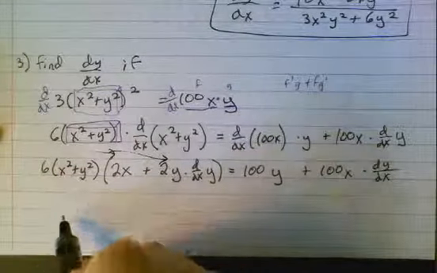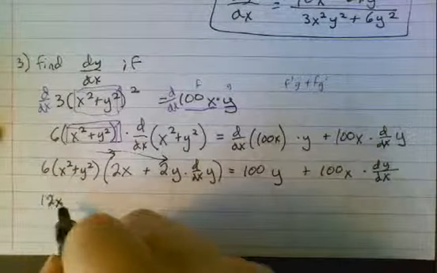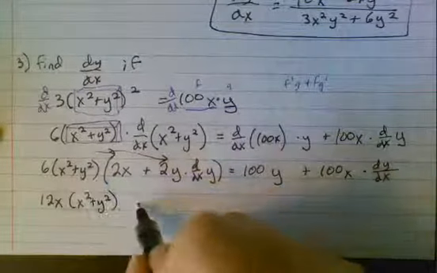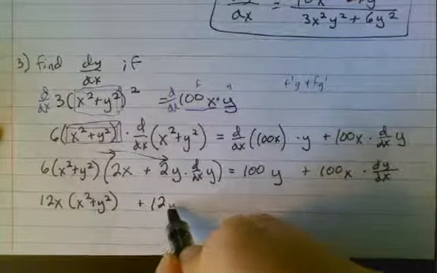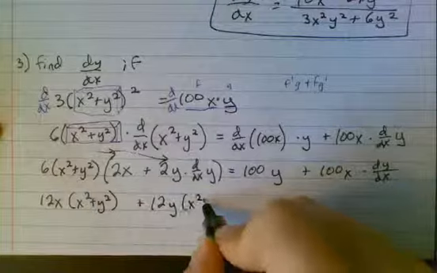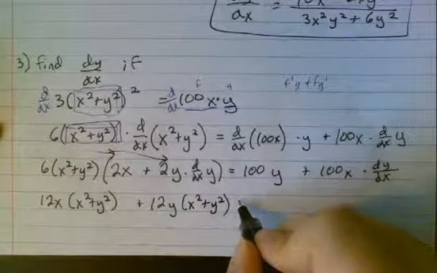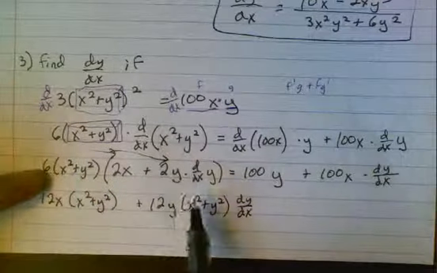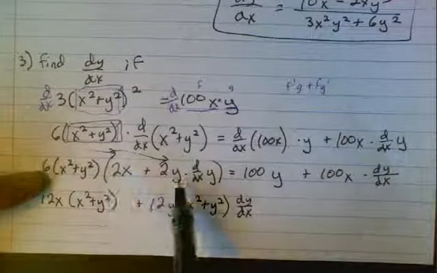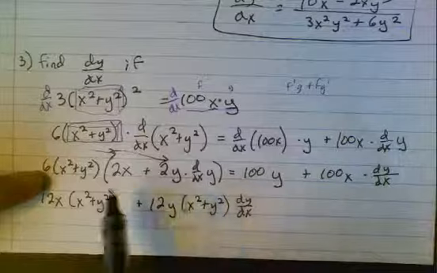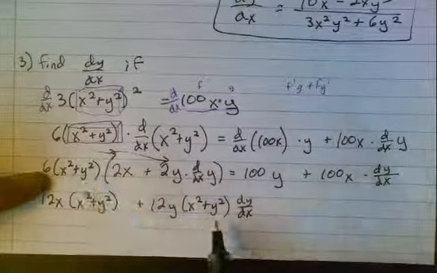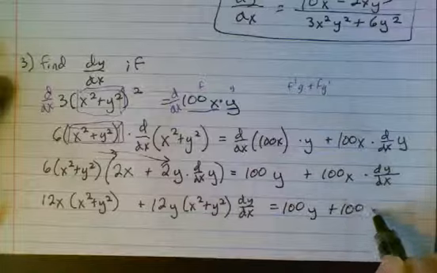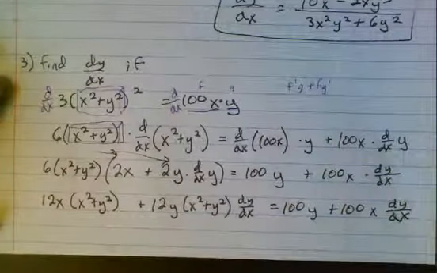So 6 times 2x is 12x, x squared plus y squared. 6 times 2y is 12y, x squared plus y squared. And then this is dy dx. Notice the x squared plus y squared is also being distributed here, so 6 times 2 is 12y, dy dx, x squared plus y squared, right there. So 100y plus 100x dy dx.